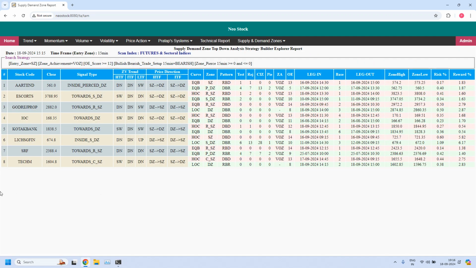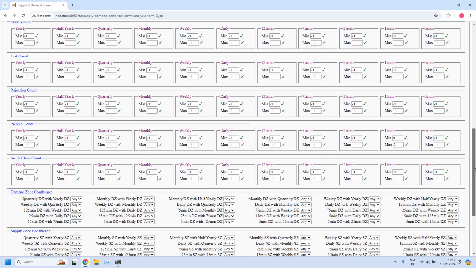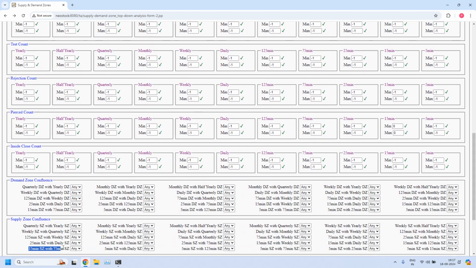8 stocks are filtered. And all these 8 stocks are currently supporting bearish trade setup for daily income trade, that is entry time frame 15 minutes. Now let's verify if these 15-minute zones are part of the 75-minute zone. That means ITF confluence, 15 minutes supply zone and 75-minute supply zone confluence we are looking for. So in the supply zone confluence, 15-minute supply zone with 75-minute supply zone confluence, I am enabling the filter.